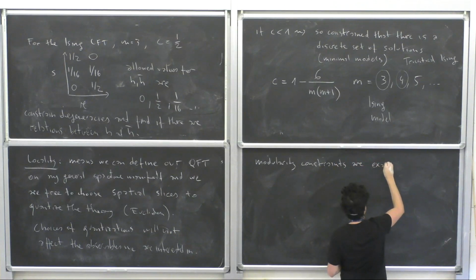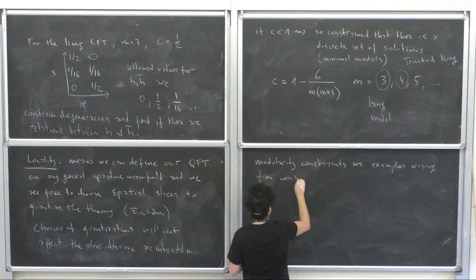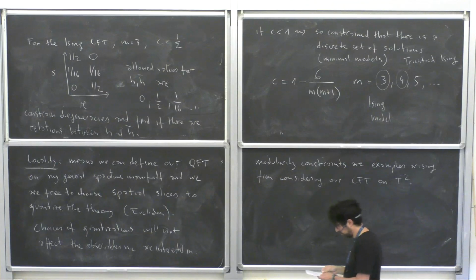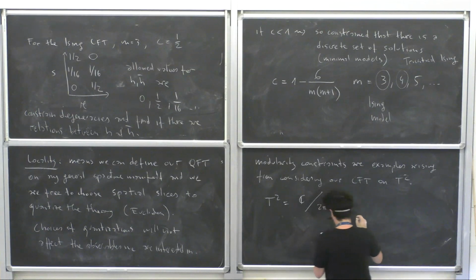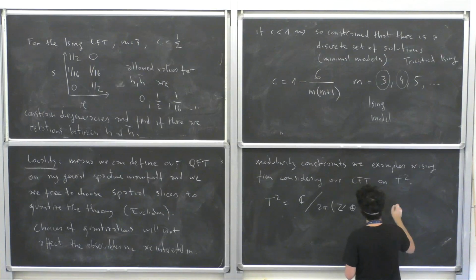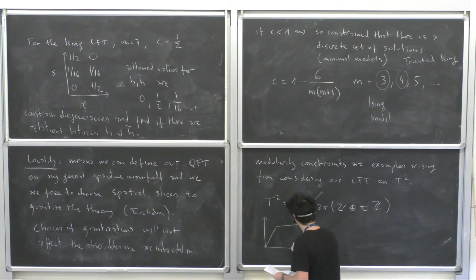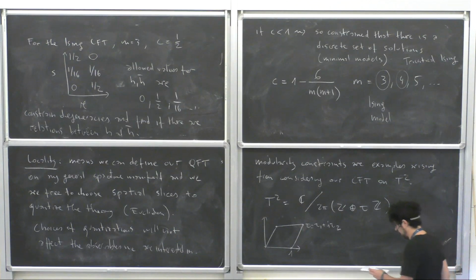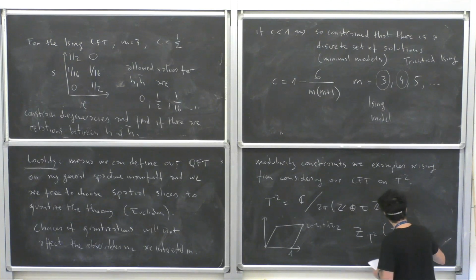Examples arise from considering our CFT on T2. T2 is just C modded out by 2 pi times the integer lattice generated by z plus tau z. The fundamental domain that we are using is something like this. Here is 1, here is tau, which is tau 1 plus i tau 2. We can consider the partition function of our CFT on the torus with respect to this modular parameter tau and tau bar.